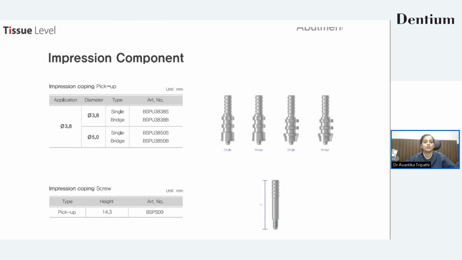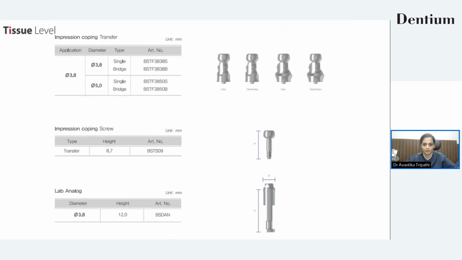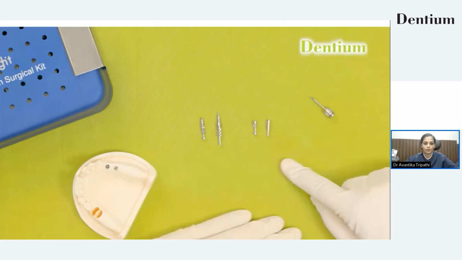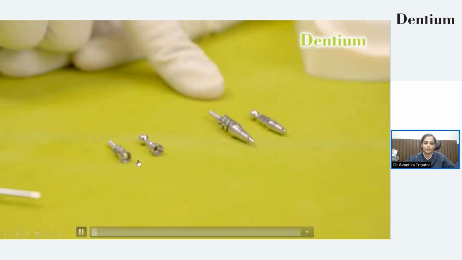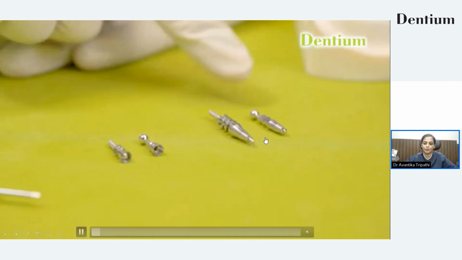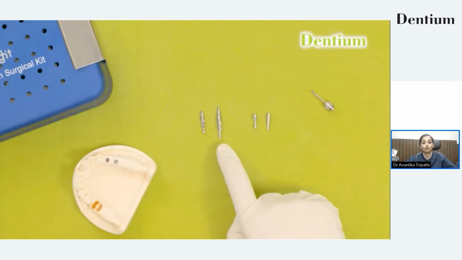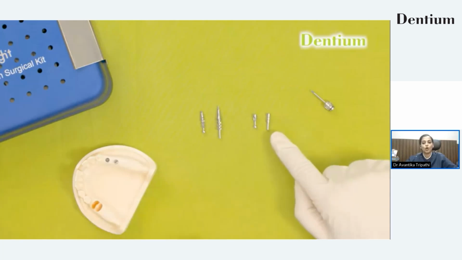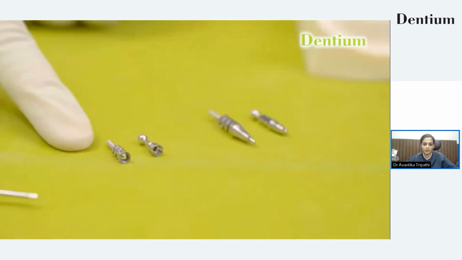If you are going to use the manual way, then you can use either the pickup or the transfer impression copings. These are the tissue level impression copings, and this is the bone level impression copings. The tissue level impression copings will also be used in cases of a bone level implant with a multi-unit abutment.